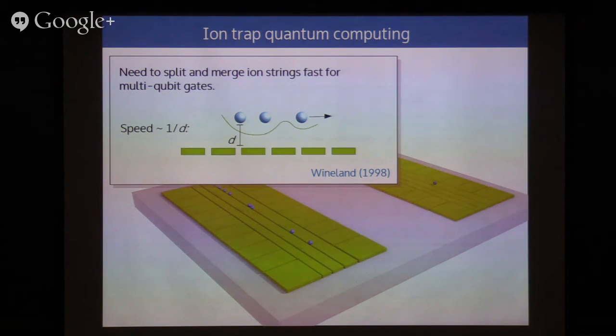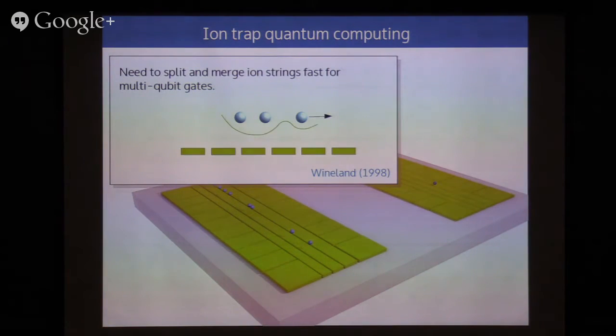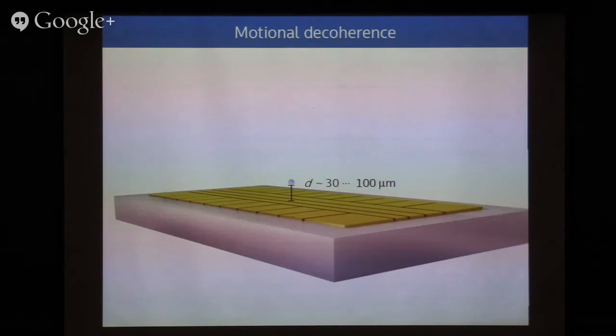And then, of course, decoherence might come in. It does not kick in on this level for the single qubits. It kicks in if we actually want those ions to talk to each other. The typical distances we are aiming at are 30 to 100 micrometers.